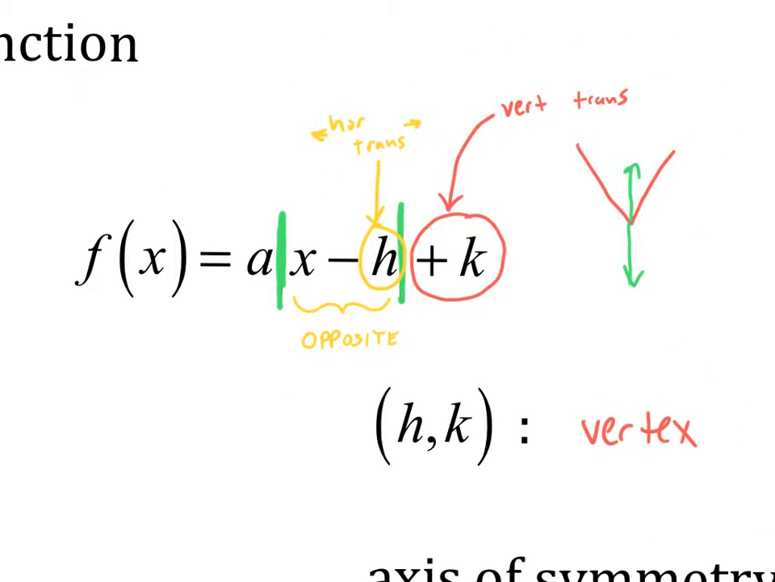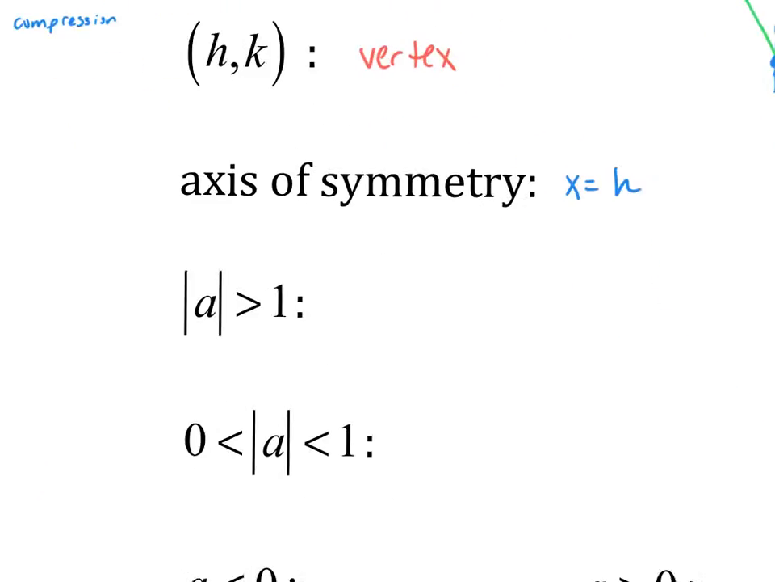The next thing we want to do is A. A tells me a heck of a lot of things. Number one, A tells me if it opens up or down. It also tells me if there's going to be a vertical stretch or a vertical compression, if it gets squashed down. So first, open up or down.